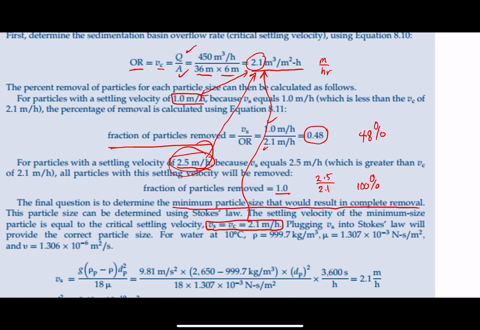Now, of course, he told you that the water temperature is 10, so we find density, mu, and v. So we have the gravity, density of the particle, density of the fluid, diameter is unknown, 18, viscosity, of course, hour to seconds, second to hours. And we have it as 2.1 because Vs should be equal to Vc if you want to make sure of 100% removal to find out the diameter size.